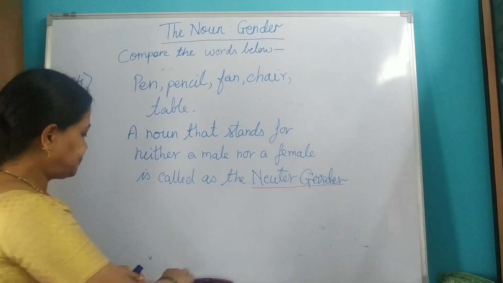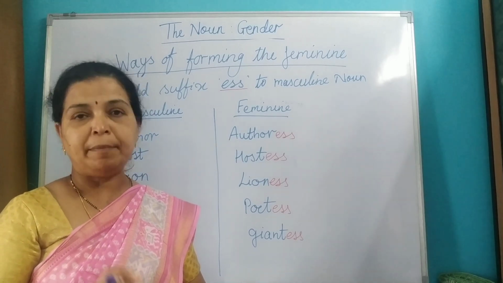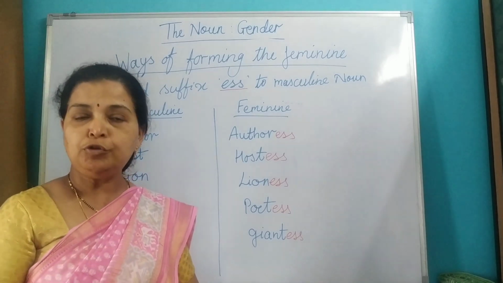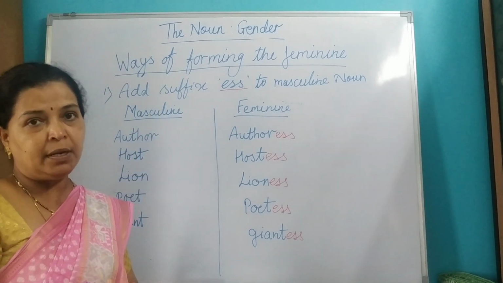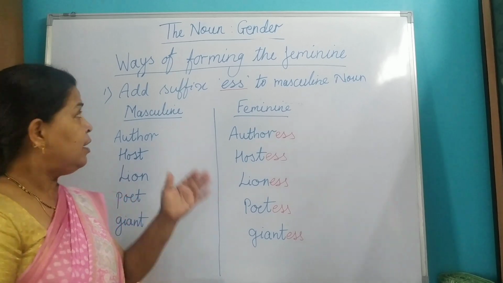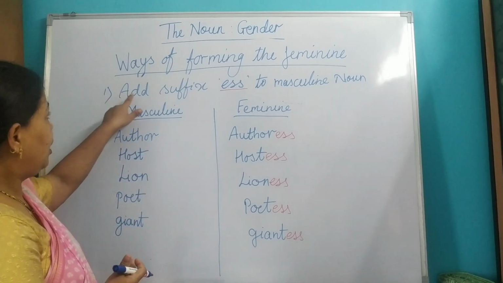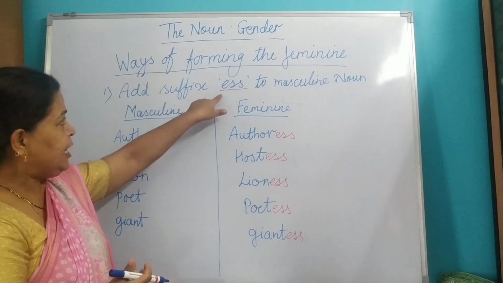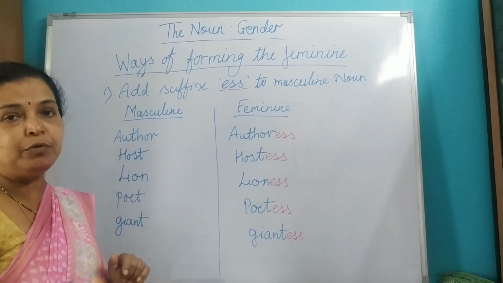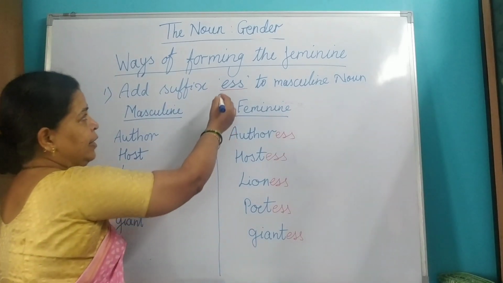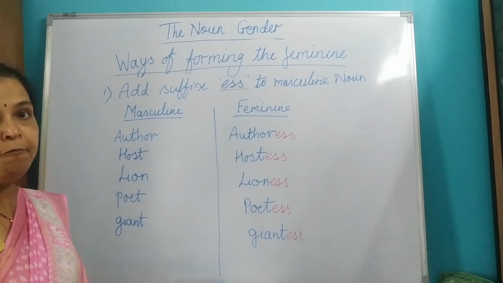Okay, ways of forming the feminine nouns, or how to change a masculine noun to a feminine noun. There are different ways. Let's see each of them one by one. First, add suffix ess to the masculine noun. What we have to do? We just have to add ess to the masculine noun to form the feminine.